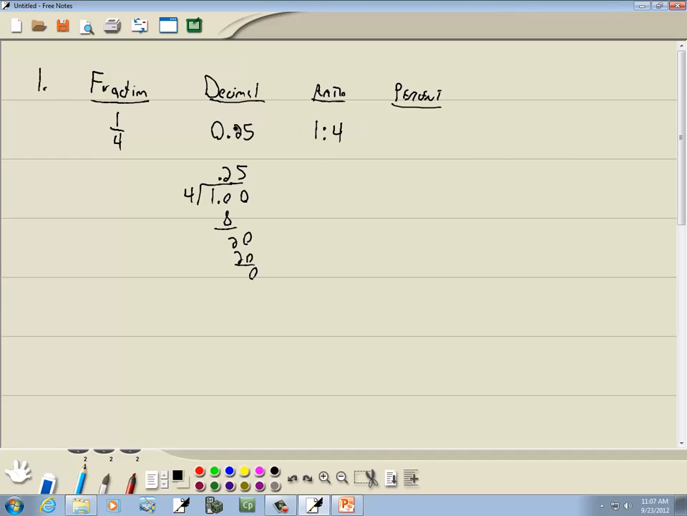Now, percent. If you got it in decimal form, to change it to percent, you move your decimal point two places to the right. So this would be 25%.